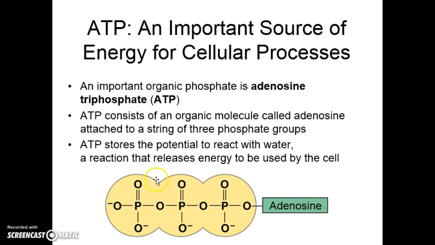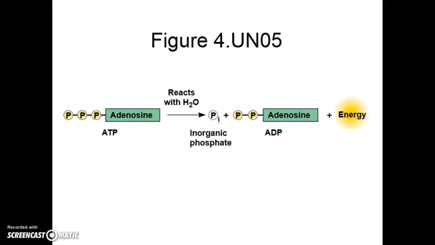And when we just remove one of these phosphate groups, we go from ATP to ADP, which is adenosine diphosphate. So you can see that process here with ATP losing one of its phosphates. When it reacts with water, we get a release of energy and the formation of ADP. Very important process that we'll revisit in a lot of our units. So that's the end of Chapter 4.